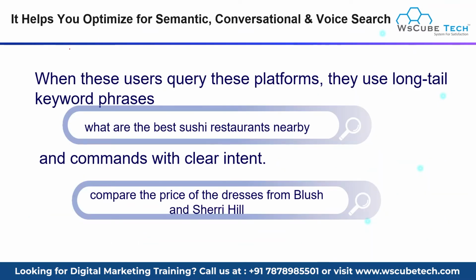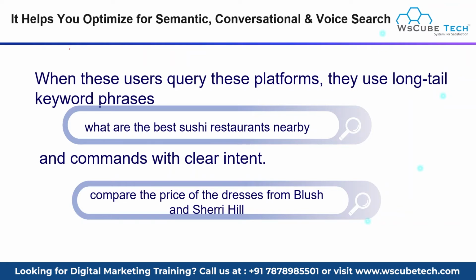It helps you optimize for semantic, conversational and voice search. When these users query these platforms, they use long tail keyword phrases, like: what are the best sushi restaurants nearby? In this kind of query, your user is using a long tail keyword. And commands with a clear intent. Commands means, for example, compare the price of the dress from Blush and Cherry Bills. Here you can see that the user is putting some command.